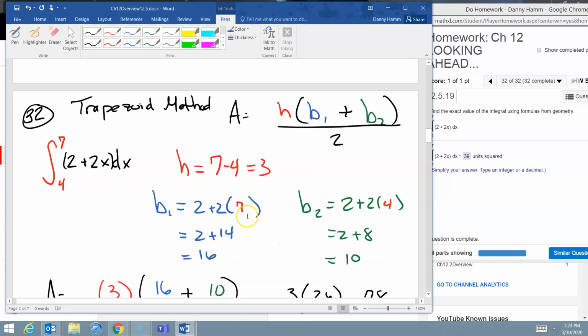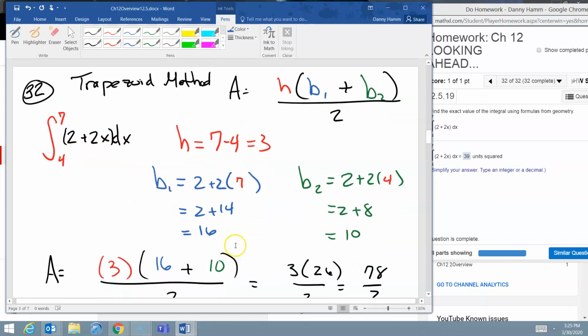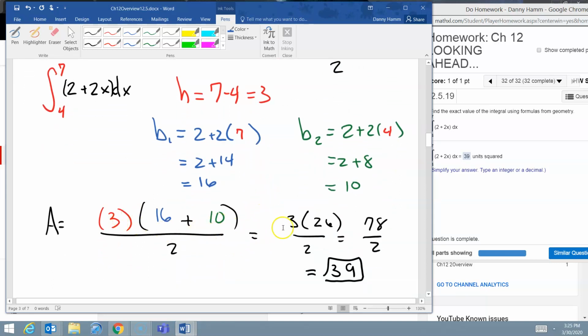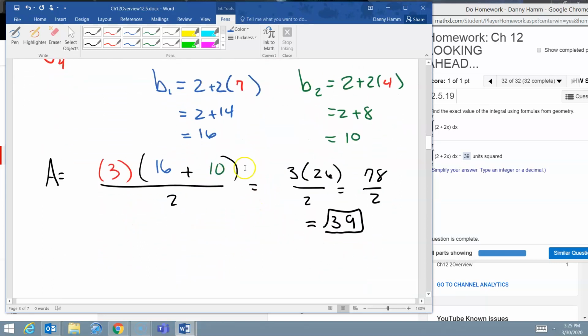And then for each of the bases, we just simply plug in one of those endpoints. And so here we have base 1, all I did was plug in 7, I got 16. And in base 2, I plugged in the other one, 4, and I got 10. So now I know our base 1 and base 2. And now I just plug in these values into the equation. Math happens, and we end up with 39.